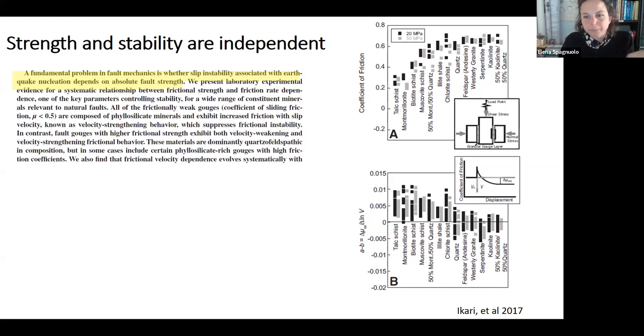So this is a recent paper, Ikari 2017. It was nice because the question was if slip instability associated with earthquake nucleation depends on absolute fault strength. And the attempt here was to find a correlation and a relation between the coefficient of friction and the stability, so between strength and stability. And the answer again is they are independent; might be correlated, but are independent.